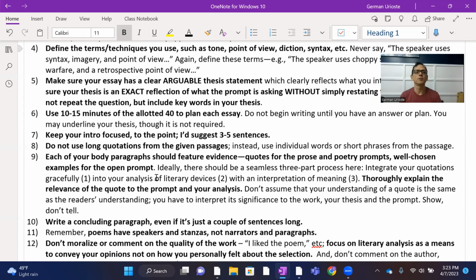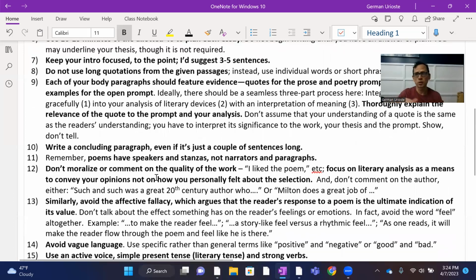Number 9, each of your body paragraphs should feature evidence, that is, quotes from the poetry and prose prompts, and well-chosen examples for the open prompt. The open prompt is also called the literary argument, right? And remember the 3-part process in integrating quotations gracefully into your analysis of literary devices with an interpretation of meaning. Be sure to explain the relevance of the quote to the prompt and your analysis, right? And that's the same thing you've done in English classes. When you are using evidence, you're explaining how that evidence is proving the claim that you're making. The evidence doesn't speak for itself. You pinpoint how the evidence underscores your claim, right?